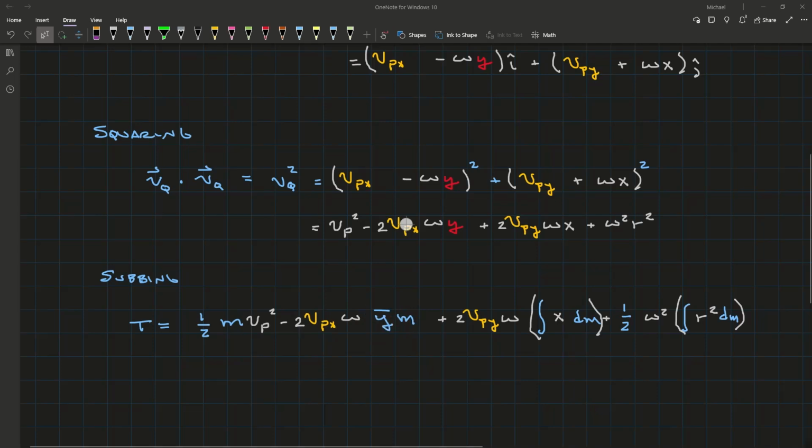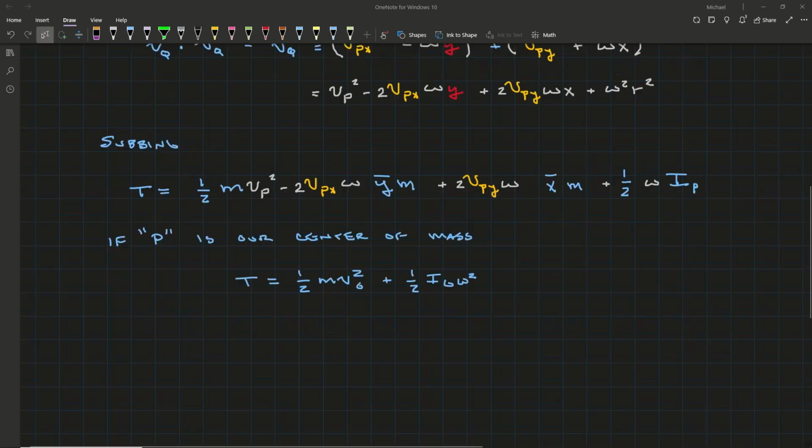Subbing back into our equation for kinetic energy, we get this, where these integrals respectively represent the total mass, y bar m, x bar m, and the moment of inertia of our body about P. Then our kinetic energy becomes 1/2 m vG squared plus 1/2 IG omega squared if P is our center of mass.